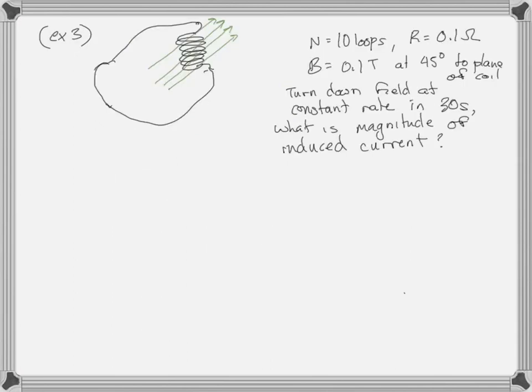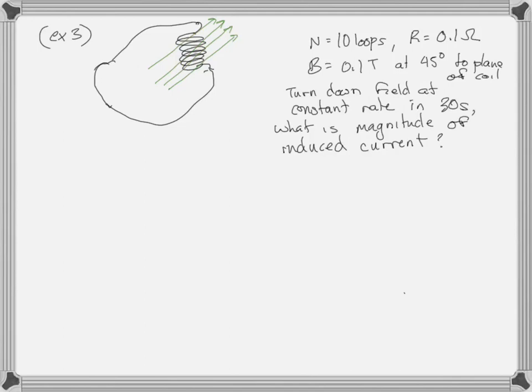Okay, just trying to come up with other examples. There's not a whole lot more we can do unless we were to get a lot more complicated. But let's just take a coil, a 10 loop coil with total resistance of 0.1 ohms, and copper wire coil. Let's say we start with a magnetic field of 0.1 teslas at 45 degrees to the plane of the coil. And we turn down the field at a constant rate in a total of 30 seconds. So we go from 0.1 teslas to 0 teslas in 30 seconds. What's the magnitude of the induced current?